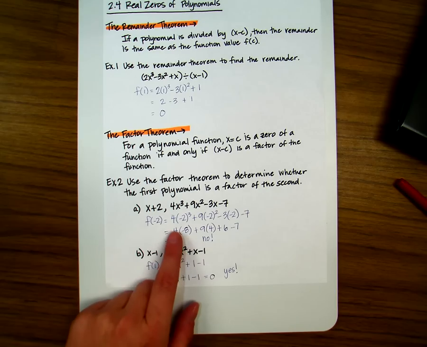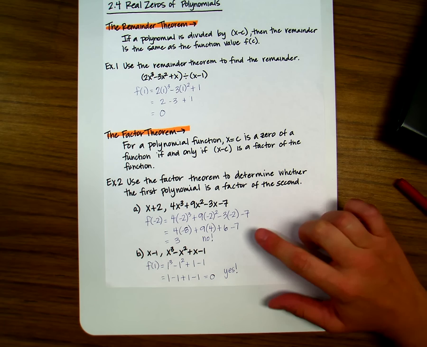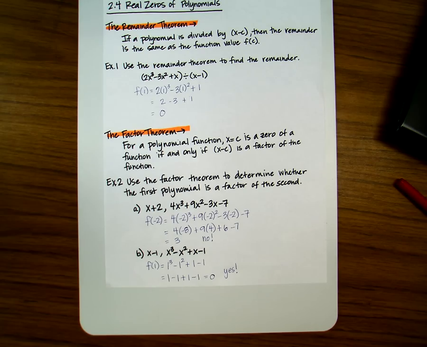f of negative 2 gives us 4 times negative 2 squared minus 3 times negative 2 minus 7. When you simplify this out, you get a remainder of 3, meaning that x plus 2 is not a factor of the polynomial. So our answer to this question is no.